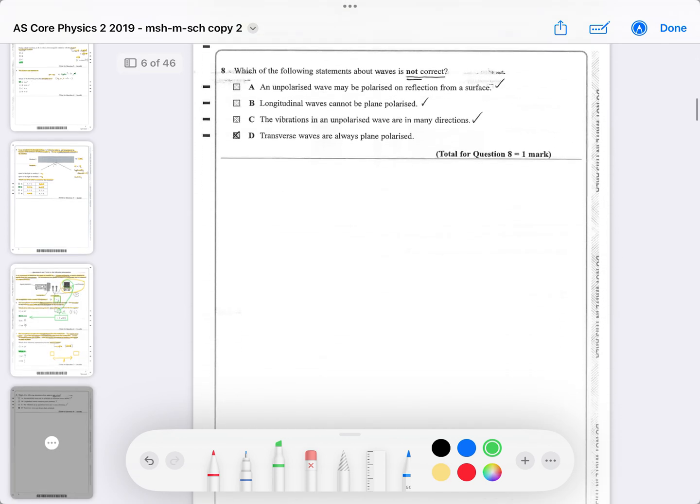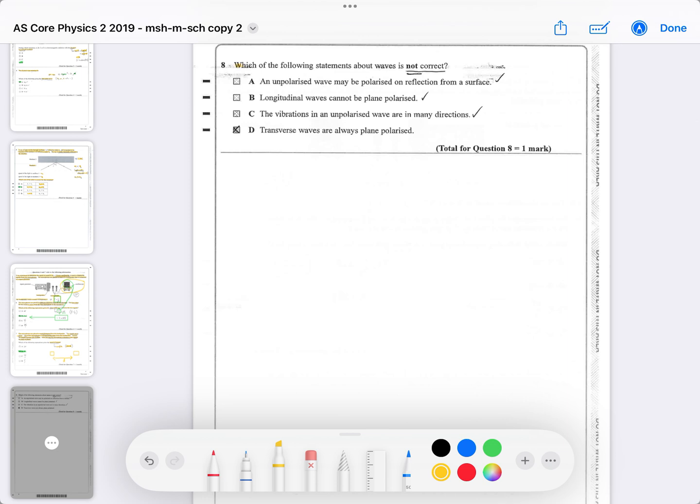Question 8 says, which of the following statements about waves is not correct? Whenever it's a not, they put it in bold. An unpolarized wave may be polarized on reflection from a surface. That is correct. Water surfaces, for example, polarize the light that reflects off it. Longitudinal waves cannot be polarized. That's correct. Only transverse waves can be polarized.